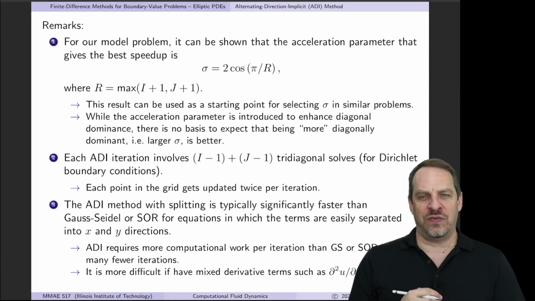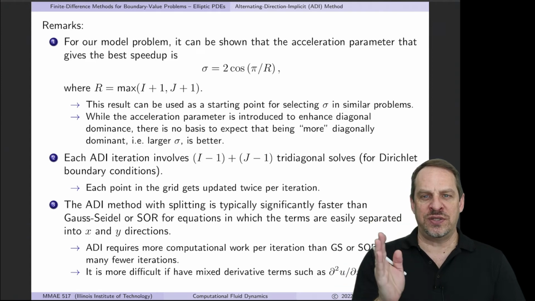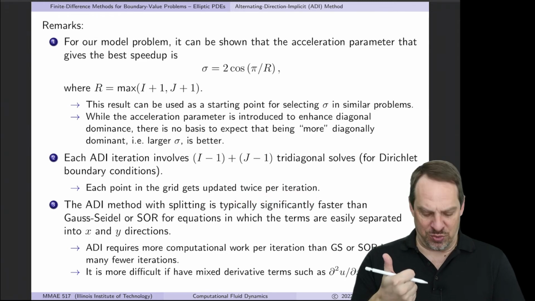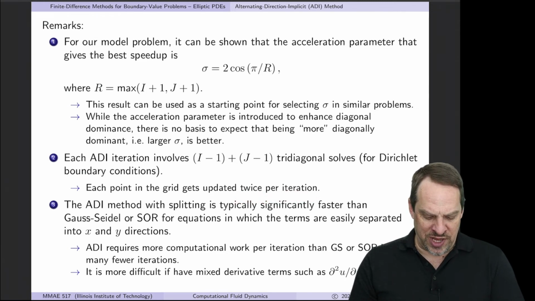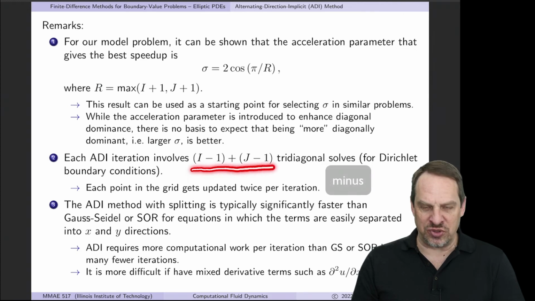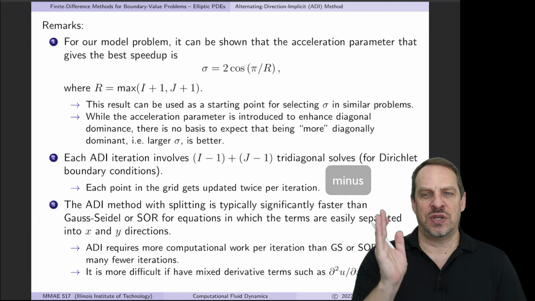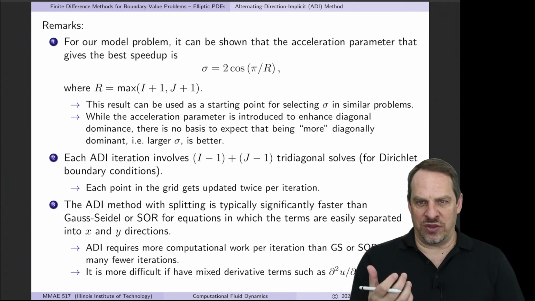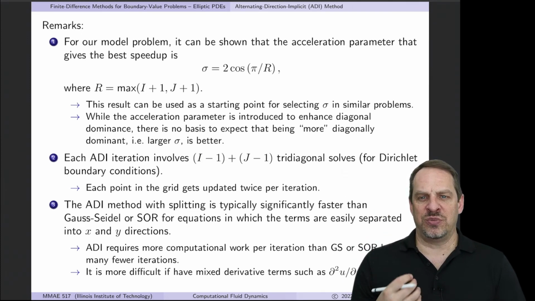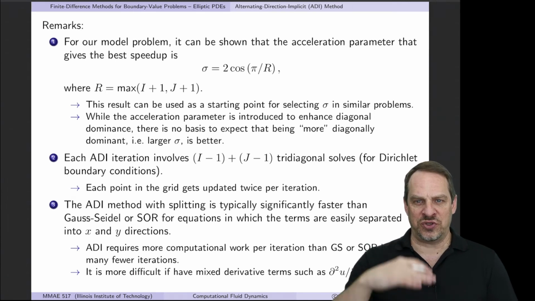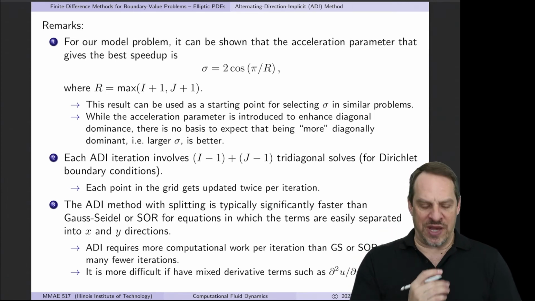Each iteration involves solving all of the constant y lines and constant x lines. So that means that every point in the grid is being updated twice per iteration, and there are capital I minus 1 plus capital J plus 1 tridiagonal solves, all of the j lines and all of the x lines. Again, they're very efficient using the Thomas algorithm, so this is a very good and a very elliptic-like algorithm. It efficiently moves information throughout the grid.